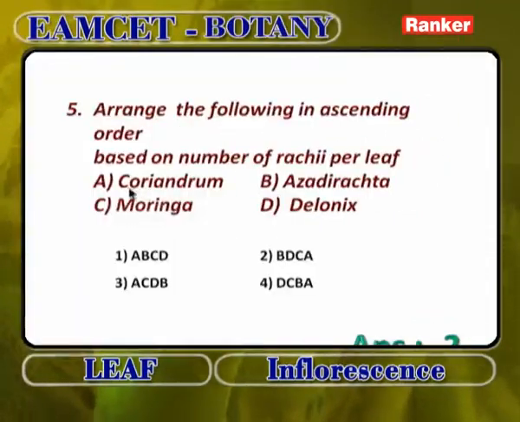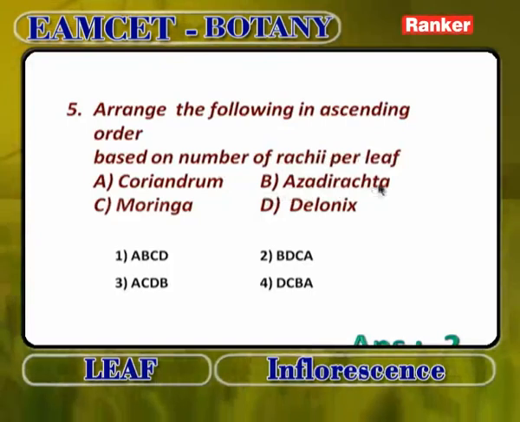many in coriandrum. So arrange the following in ascending order from lower number to higher number. Ascending order means, based on the number of rachi per leaf, is B, D, C, A. That is Azadirachta, Delonix, Moringa and coriandrum. Next.